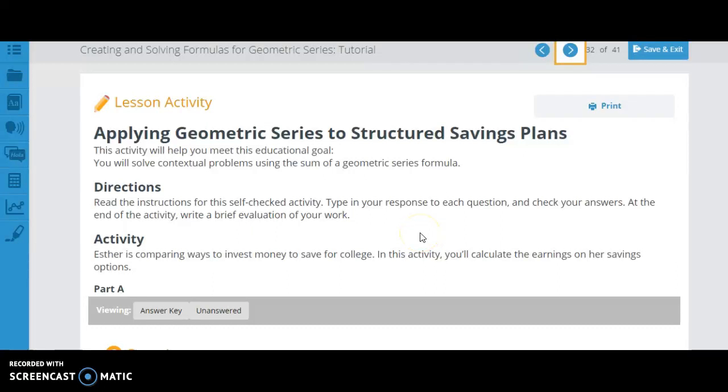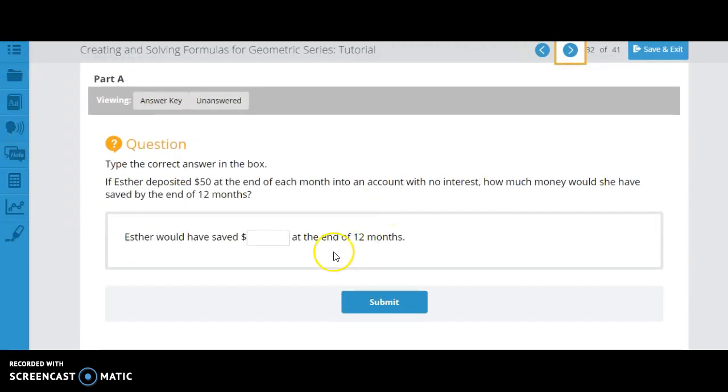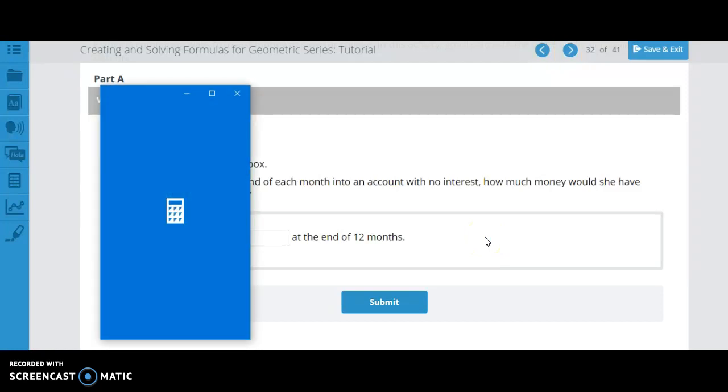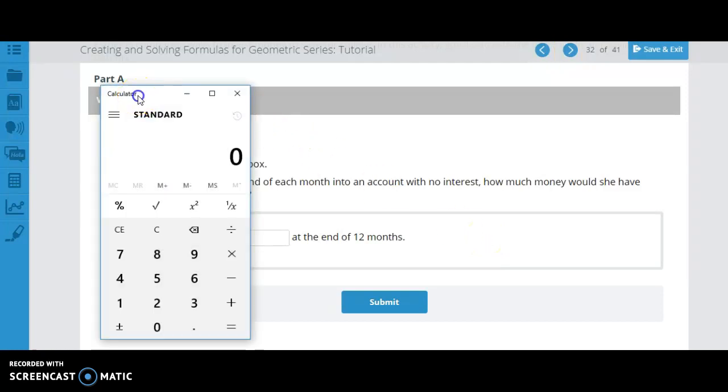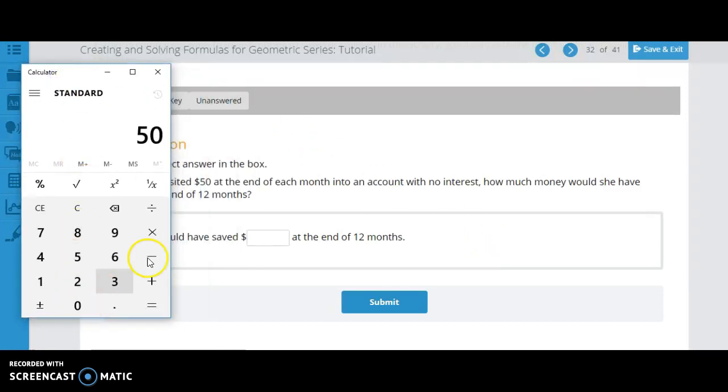Hey Veronica, I'm going to go through this page 32, your lesson activity, with you. So we're talking about Esther saving for college. Now, if she deposits $50 per month at the end of the month, how much will she have saved by the end of 12 months? Because it's $50 each month, it's just a linear problem. $50 times 12 months. So she would have $600 at the end of that.